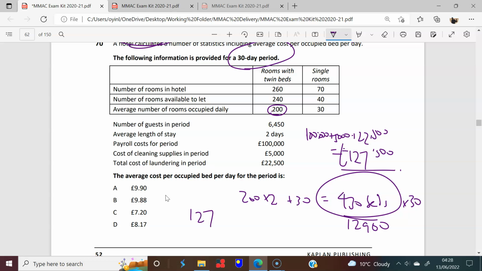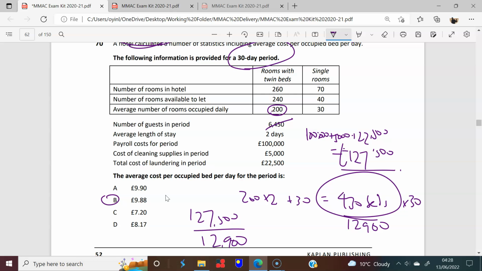So we now spread the costs, 127,500 divided by 12,900, which gives you £9.88. So your answer is B. I didn't really need this information here. I'm sure there's another way to do it. I can't quite see why.